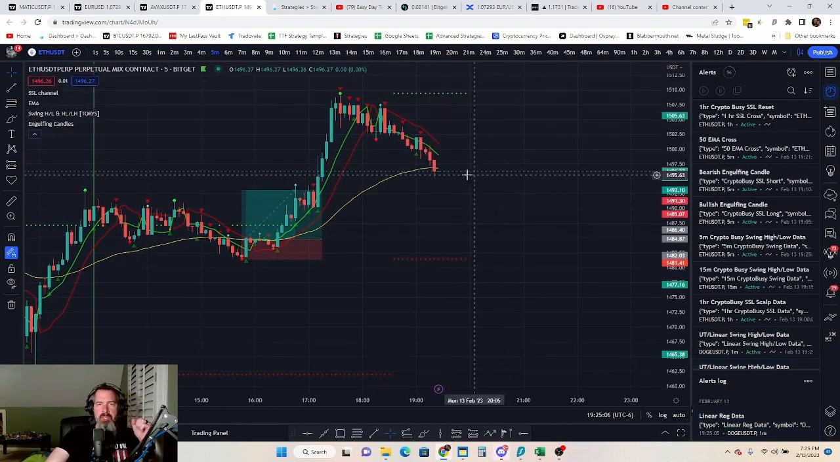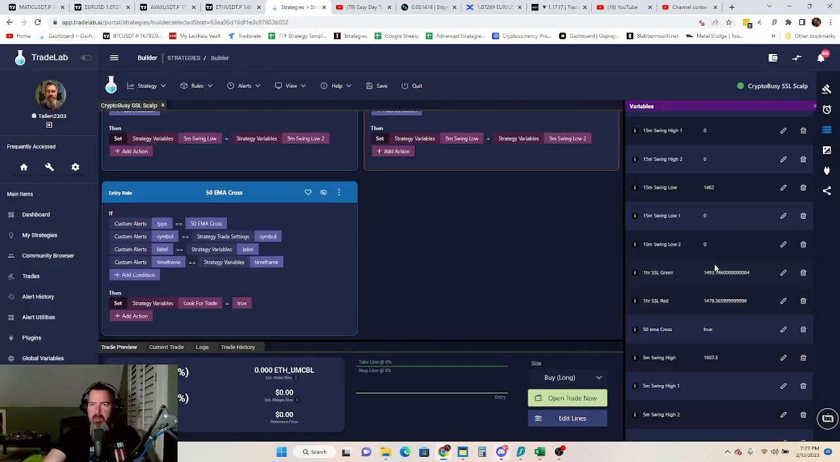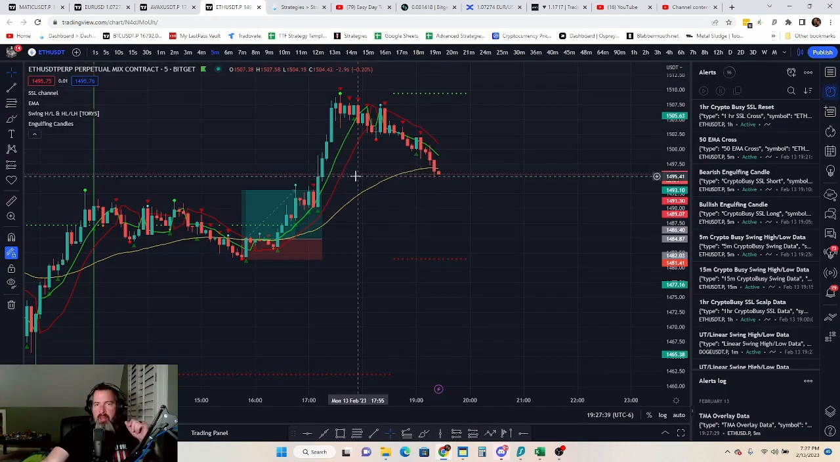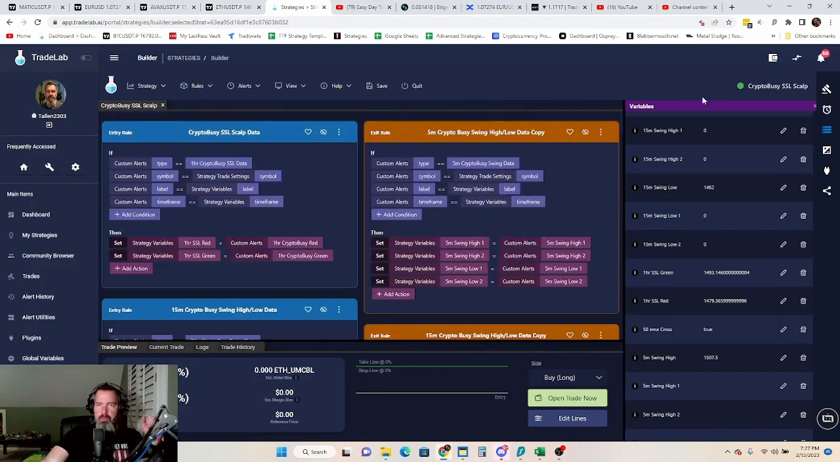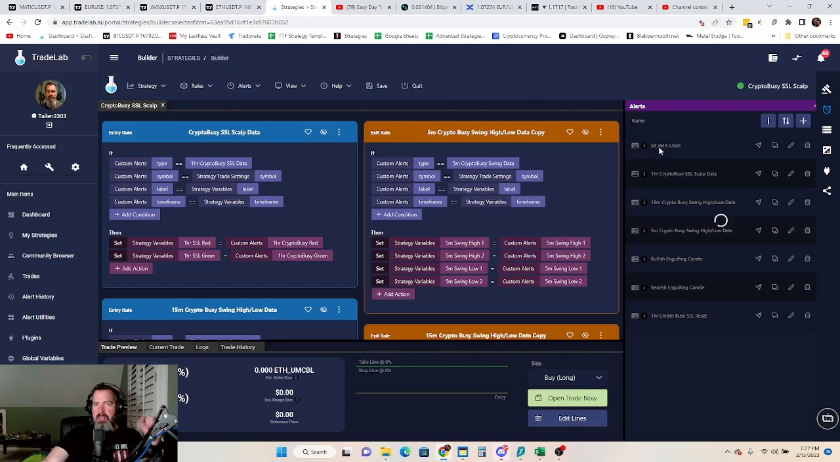So, here we go. We got the test. We got our 50 EMA cross. Now we have to wait for a bullish engulfing candle. So let's run through the rest of our rules and alerts. You need the 50 EMA cross to make your variable for looking for a trade true. We need our 1 hour SSL data. We need our 15-minute crypto swing high and low data, 5-minute swing high low data, bullish engulfing candle, bearish engulfing candle, and 1 hour CryptoBusy SSL reset.